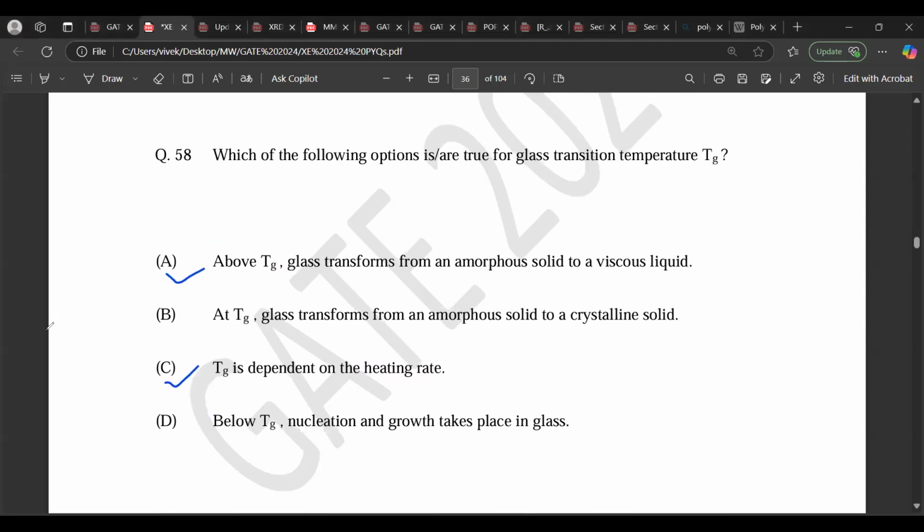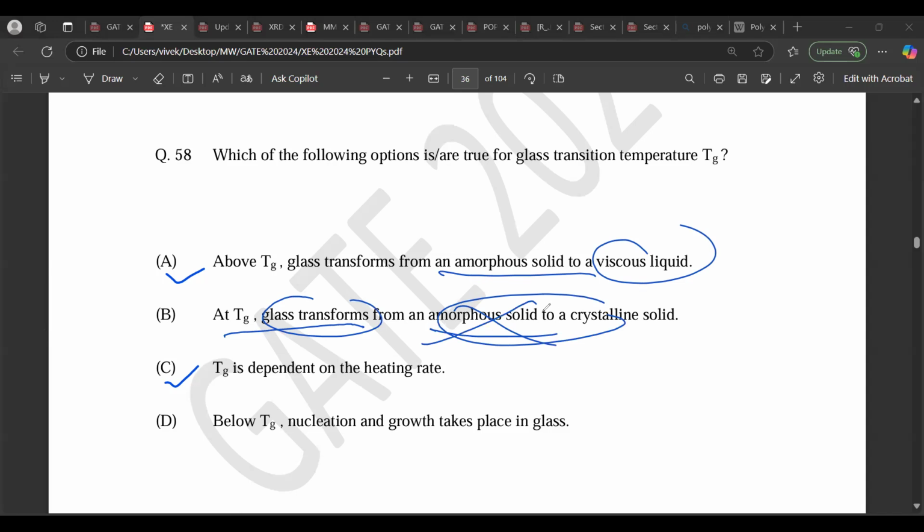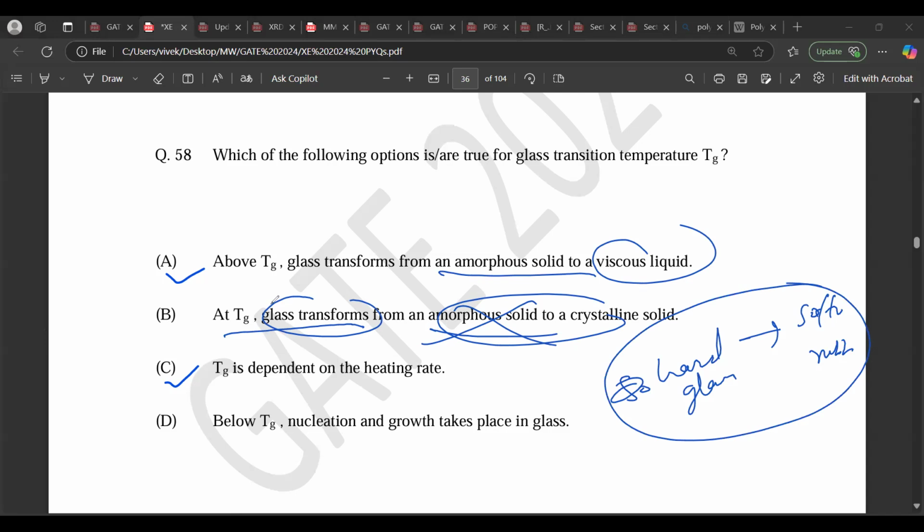Now the next question is: which of the following is true for Tg? What is the definition of Tg? Below Tg, the material will become viscous. Obvious. And at Tg, glass transforms from amorphous to crystalline. That is not true. Tg is not for the amorphous to crystalline transition, but it is the glassy to soft, rubbery transition, right? Soft, rubbery, we also call it viscous. So this is the transition that we have, glassy, amorphous to soft, rubbery or viscous.